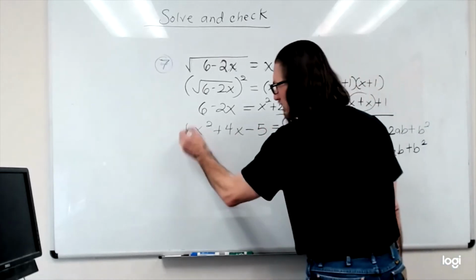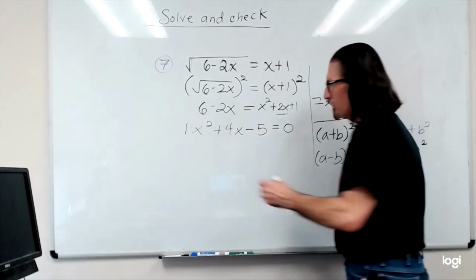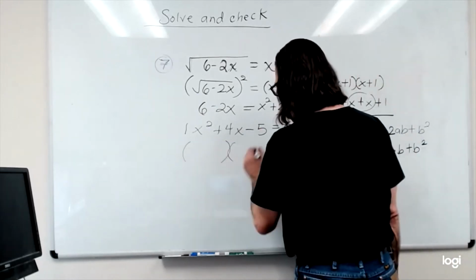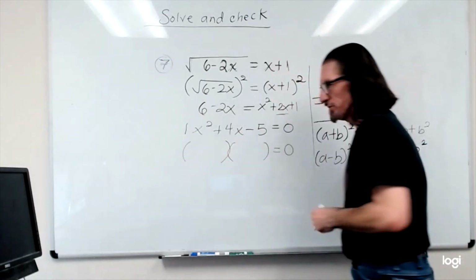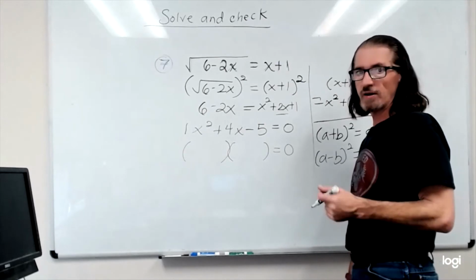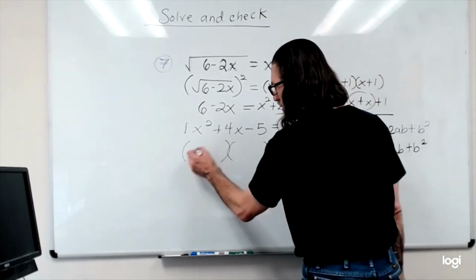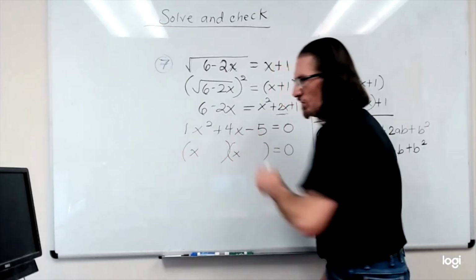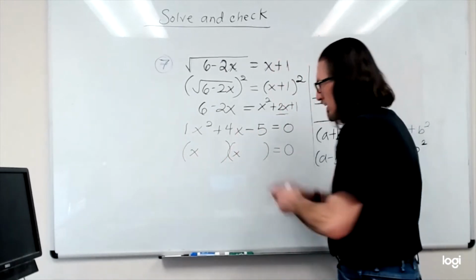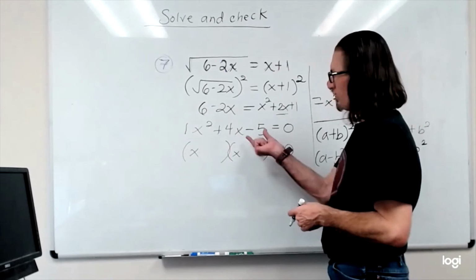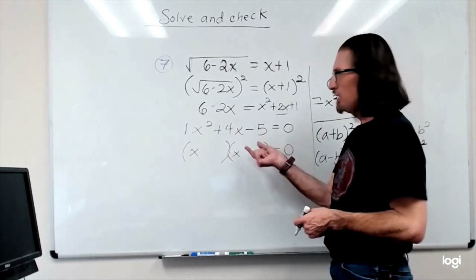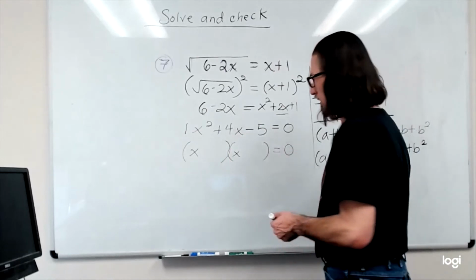Because that's a 1x squared, to factor to solve that quadratic equation. Another option would be the quadratic formula if you're remembering it exactly. But here I know I need x times x to get 1x squared. So I'd be looking for two numbers with a product of -5 and adds up to +4.